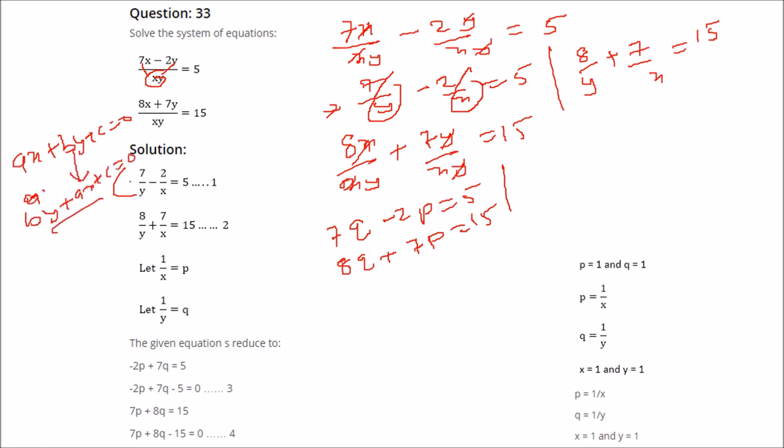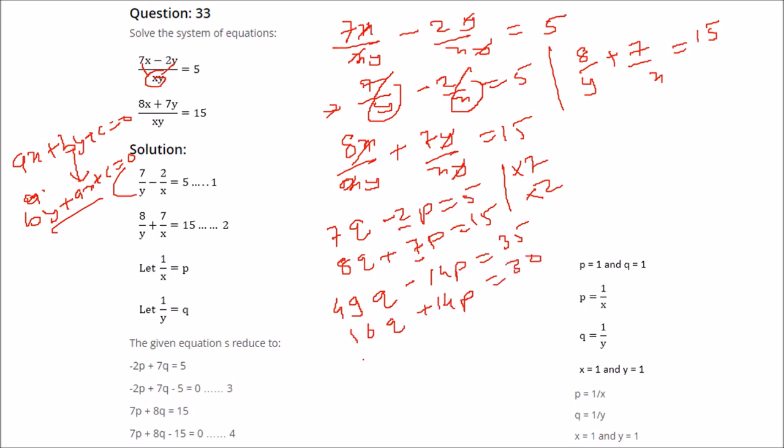Both equations are similar, so this is also true. Now what we'll do, we'll multiply this whole equation by 7, and this by 2. So what do we get? 7 7s are 49, 49q minus 7 2s are 14, 14p equal to 7 5s are 35. Here we get 8 2s are 16, 16q, and then we have 7 2s are 14, 14p equal to 30.